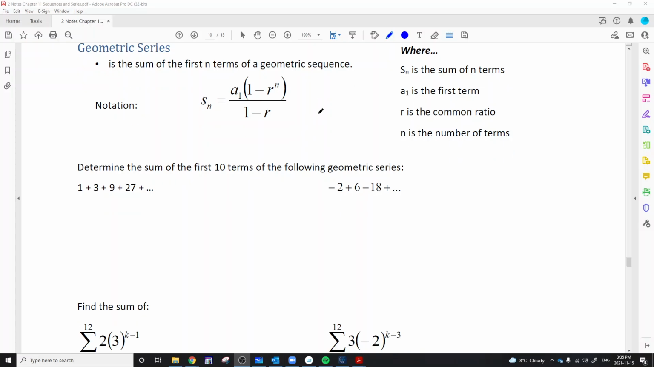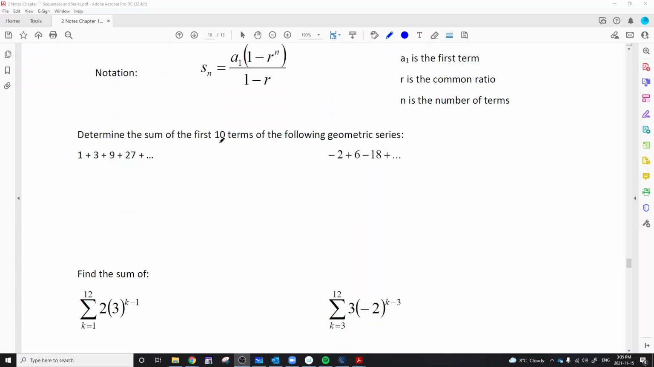And let's just use it. So I want you to find the sum of the first 10 terms of the following geometric series. We're going to use the equation Sn equals the first term times 1 minus the common ratio to the exponent n, which is the number of terms, divided by 1 minus the common ratio. And it's just plug and play. So for this one, you're going to put in the first term here. The first term of this sequence is 1.